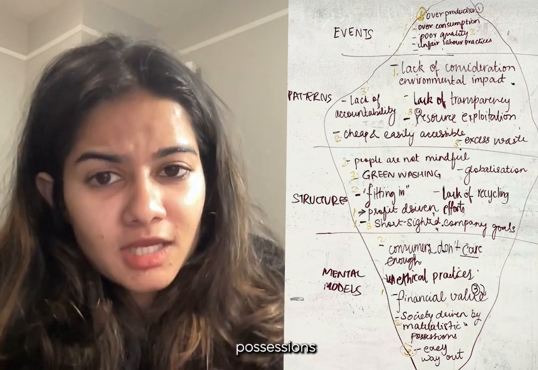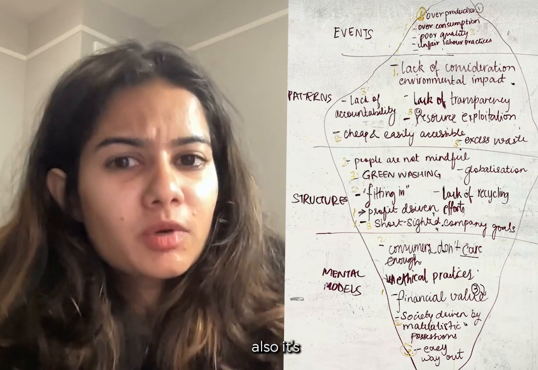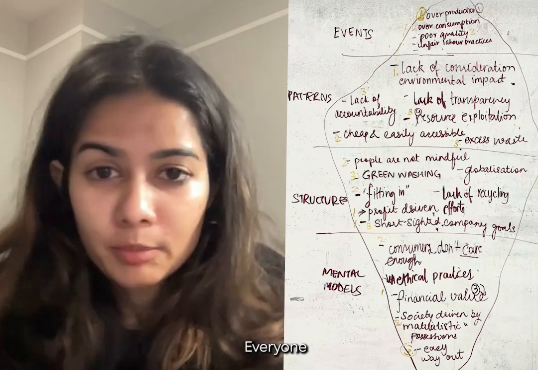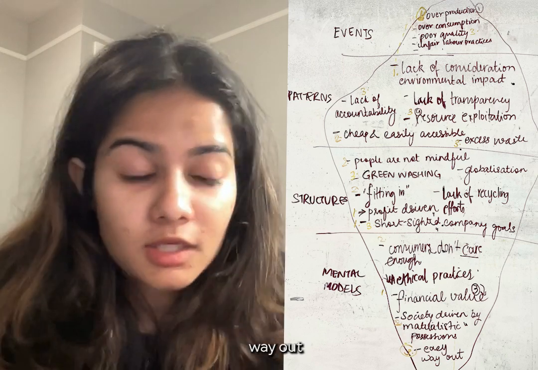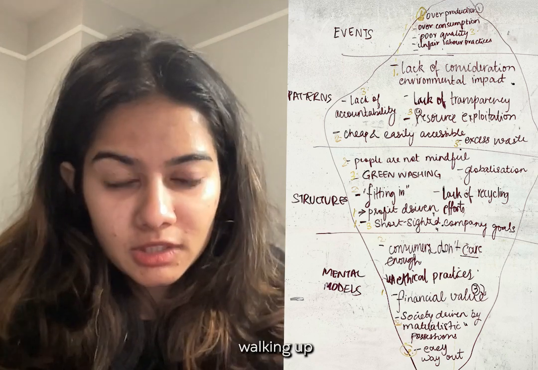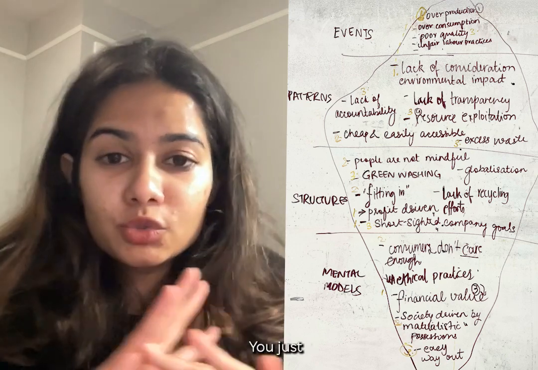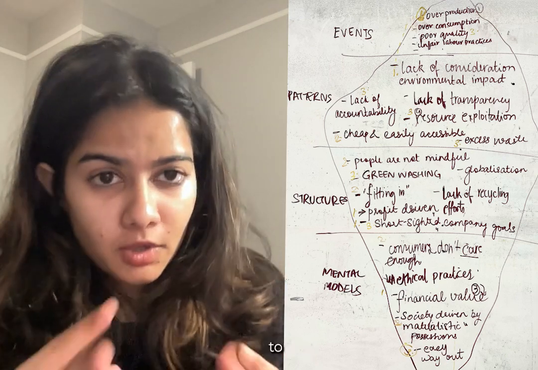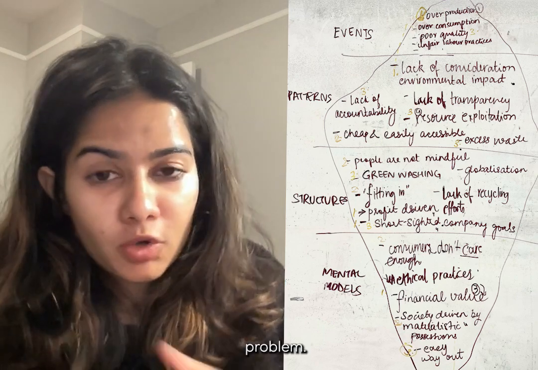And of course, easy way out. Everyone wants an easy way out. This easy way out applies to the customers, to the people who are producing, to the people who are working, to the harsh chemicals that you're using. You just don't want to put in extra money or anything additional to curb this problem. So this is how we broke the iceberg model for this problem.